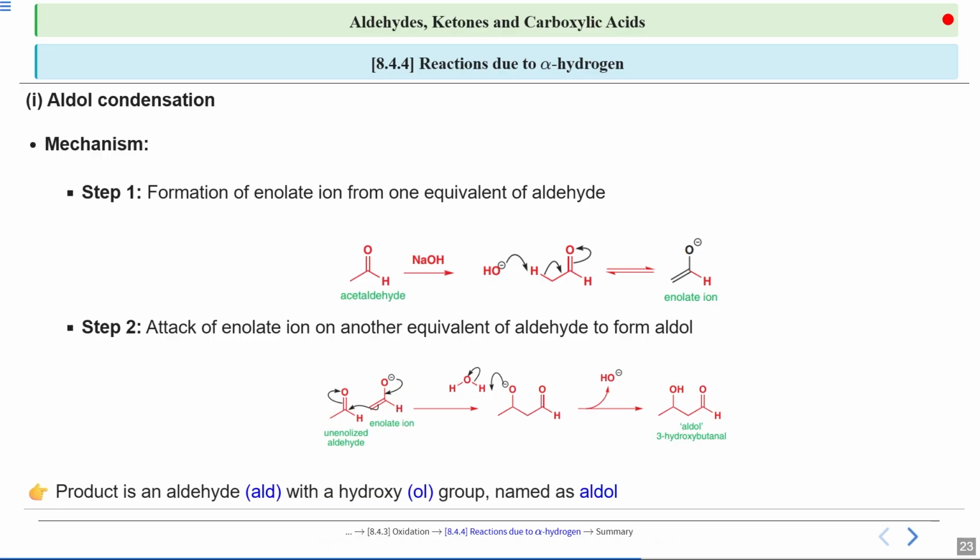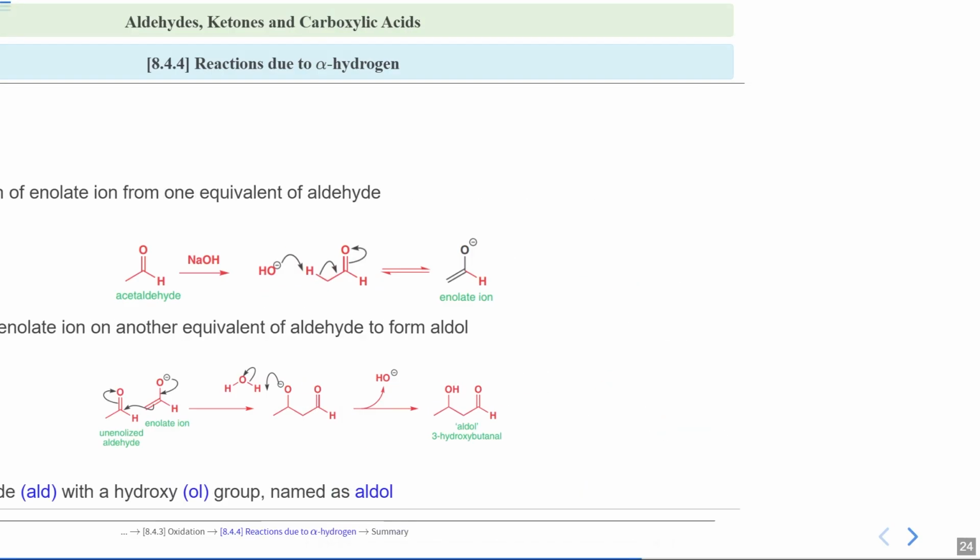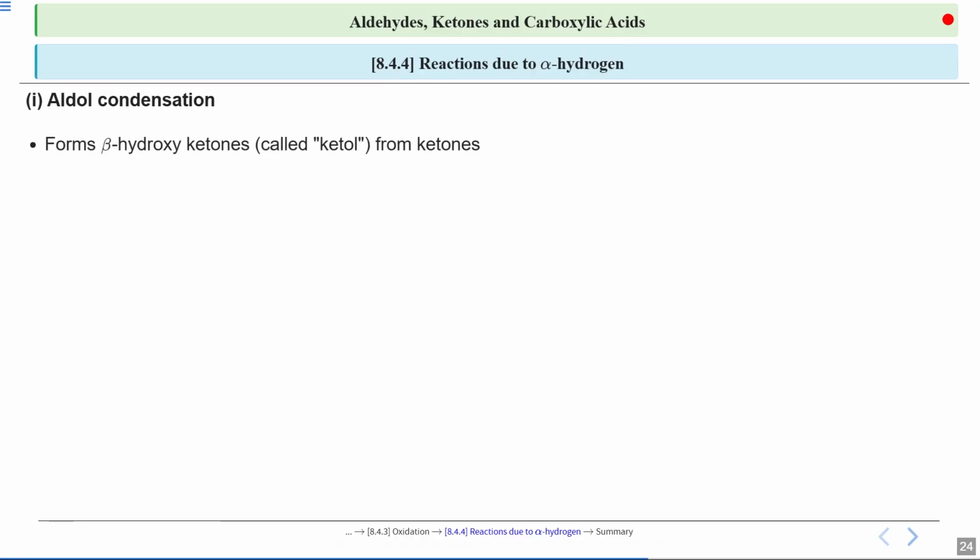So the product is an aldehyde, ALD, with a hydroxy, OL, group. That is why it is called aldol. AL stands for aldehyde and OL stands for the hydroxy group. That is why it is called aldol. So I hope this mechanism is clear to you, students.